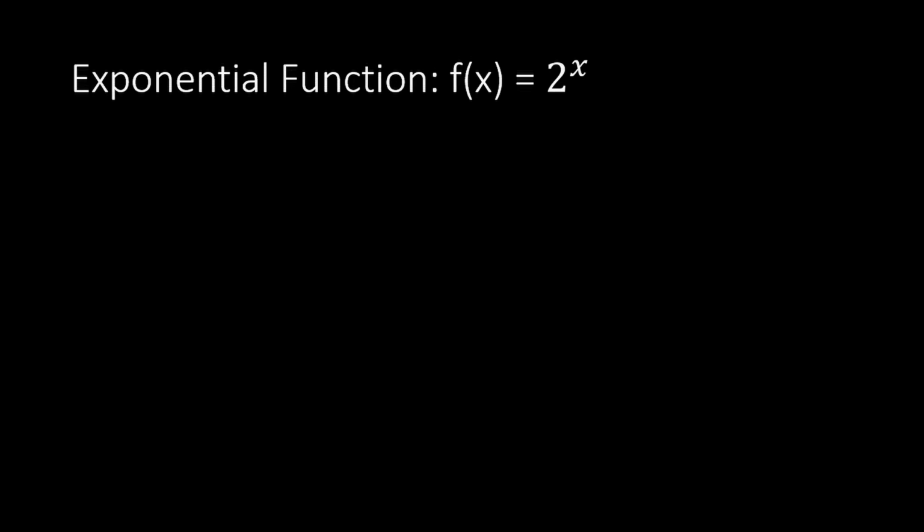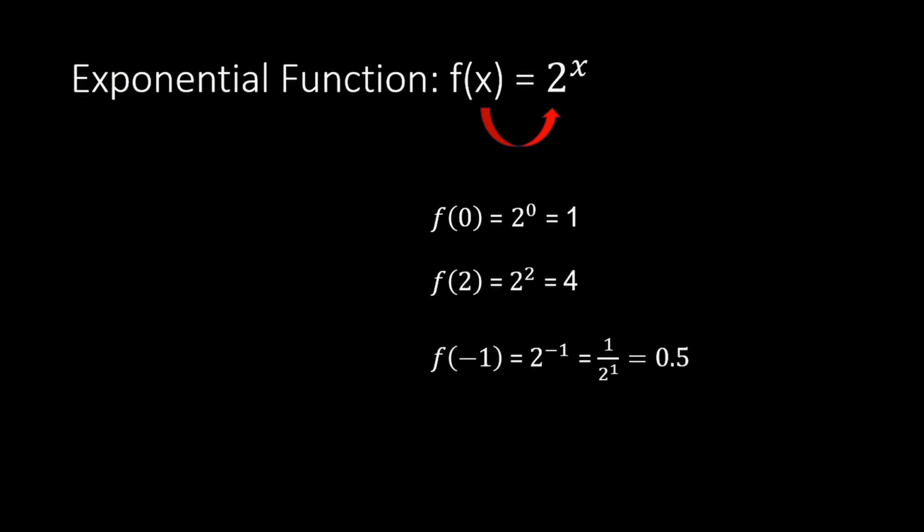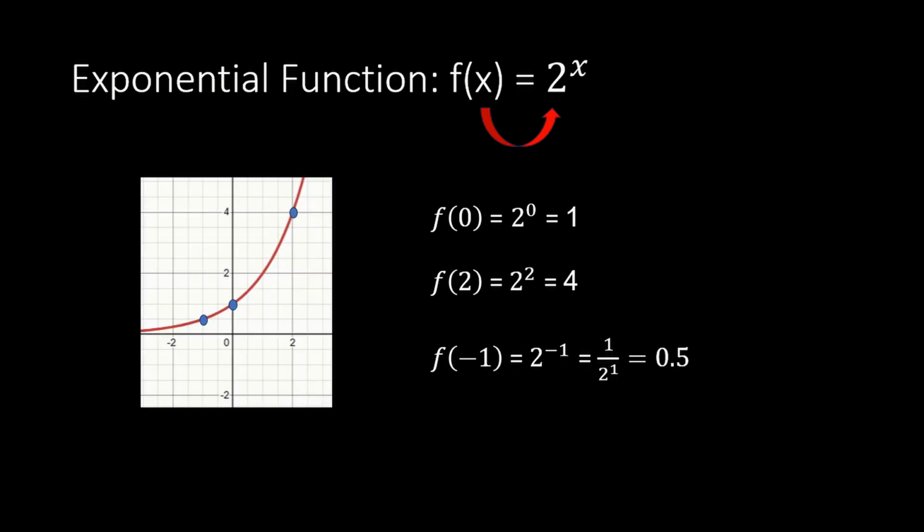Exponential function. This is f(x) equal to 2 to the power of x. For example, inputting 0 gives 1, inputting 2 gives 4, and inputting negative 1 gives 1/2. The graph grows really fast as x increases.